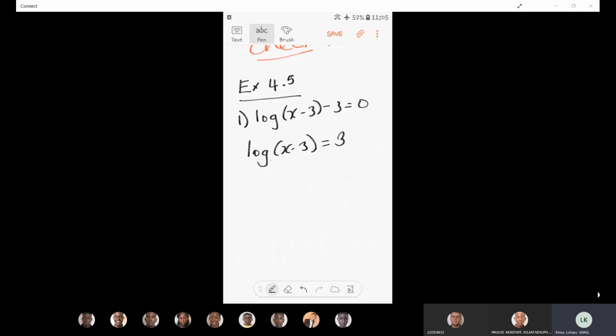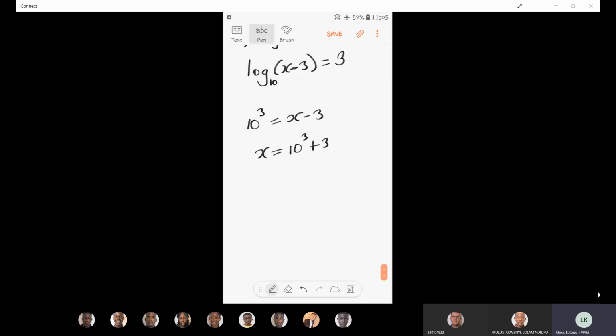So here the base of my logarithm is 10 if it is not written. So this means that base to the power of the exponent, this is equal to the argument. And then when I solve for x, I get x is equal to 10 to the power of 3 plus 3. Now 10 to the power of 3 is 1,000. You can do that without a calculator. And this is just equal to 1,003. And that is your solution.